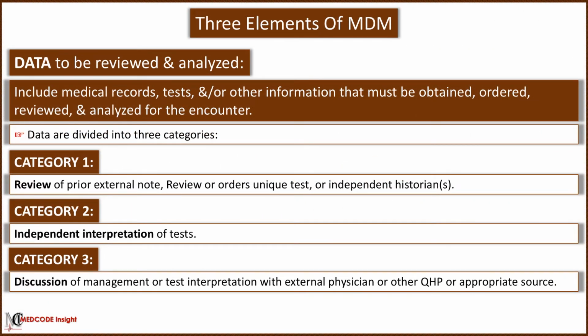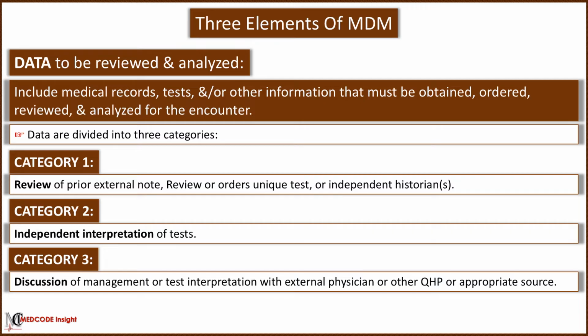Data to be reviewed and analyzed include medical records, tests, and or other information that must be obtained, ordered, reviewed, and analyzed for the encounter. Data are divided into three categories. Category 1 includes review of prior external note, review or order of unique test, or independent historian. In category 2, there is independent interpretation of the test. Category 3 includes the discussion of management or test interpretation with an external physician or qualified healthcare professional or appropriate source.